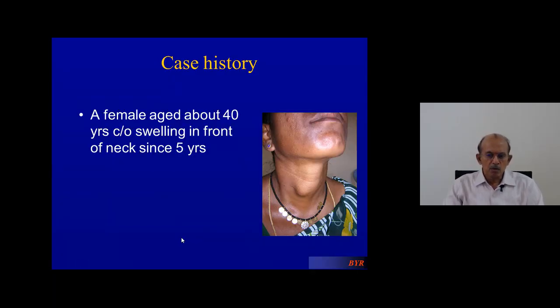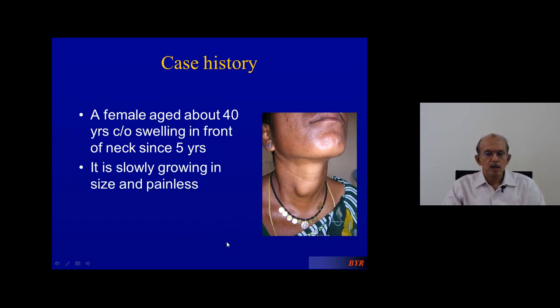Just I will give you a small case report and then I will go to the examination. A female patient aged about 40 years complained of swelling in front of the neck since 5 years. It is slowly growing in size and painless. How do you arrive at the diagnosis? So suppose this patient was given to you. How do you examine and how do you come to a diagnosis?